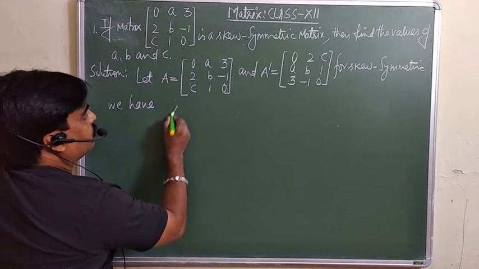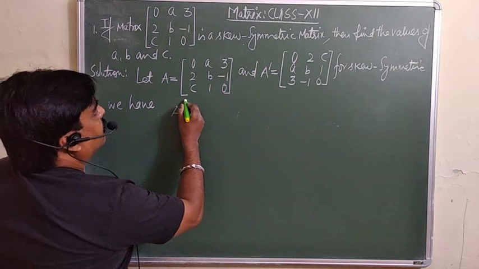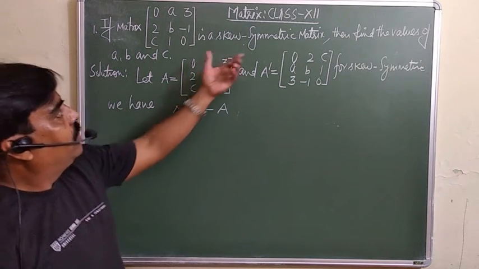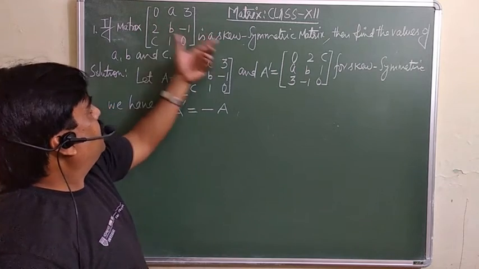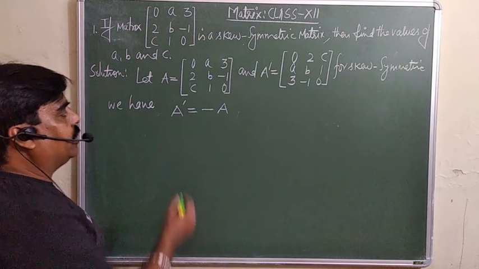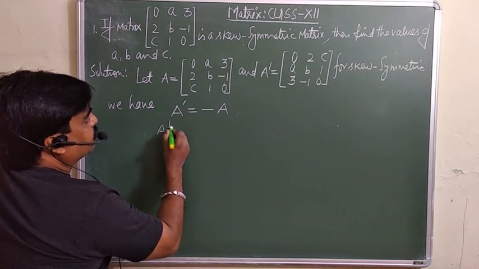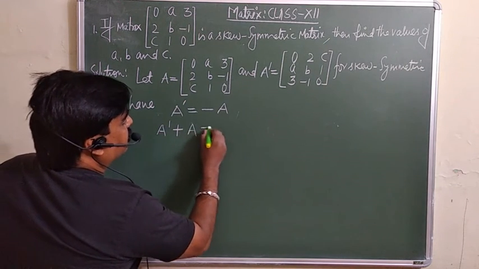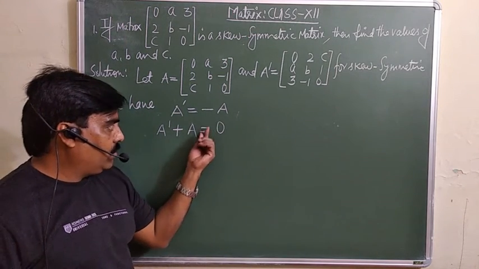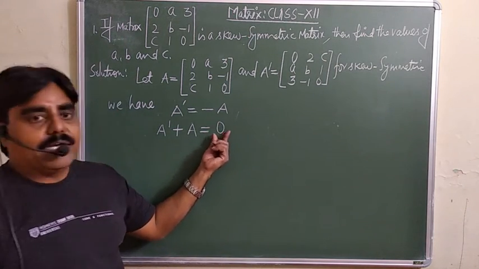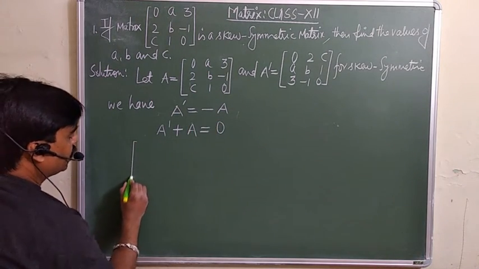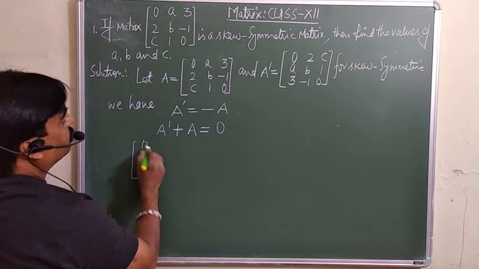So we know that A transpose is equal to minus A in case the matrix is a skew symmetric matrix. So this can be written as A transpose plus A is equal to 0. Here 0 means the null matrix, you can say. So you must write down the A transpose here.